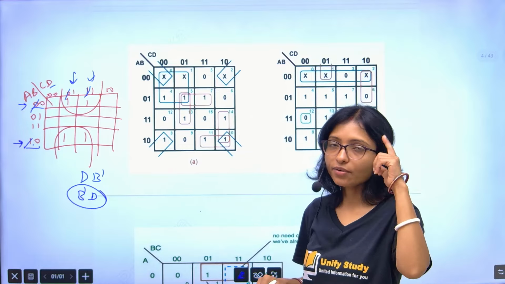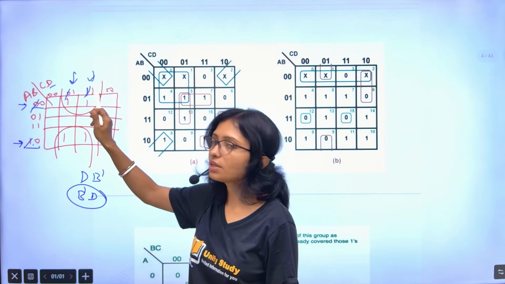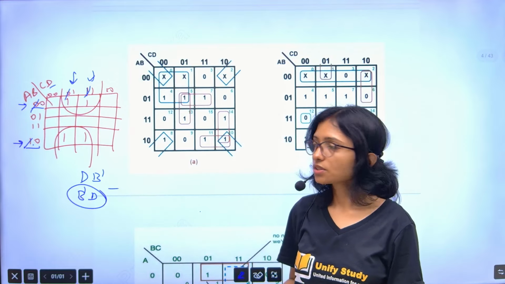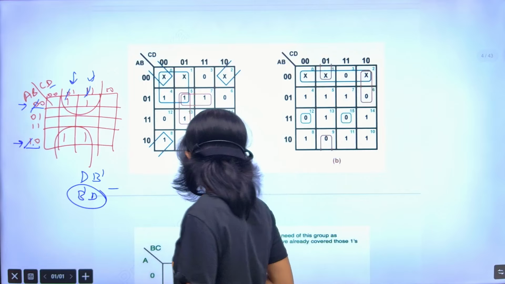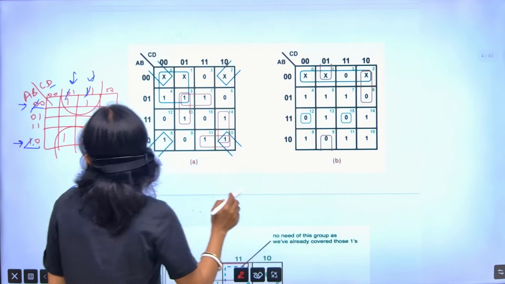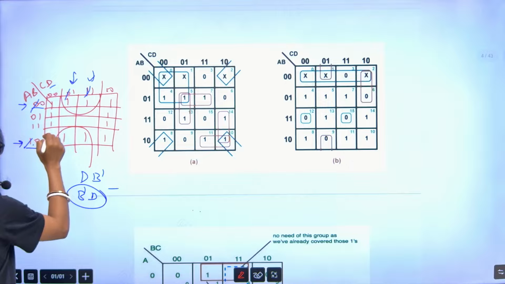In your mind you have to do it, okay. Here is 0 1, so C cancels. So I have 1, which means D. So I am getting B bar D. Got it? Now if I am doing another grouping, what will happen? If my grouping is like this, 1 1 1 1, here also 1 1 1 1.